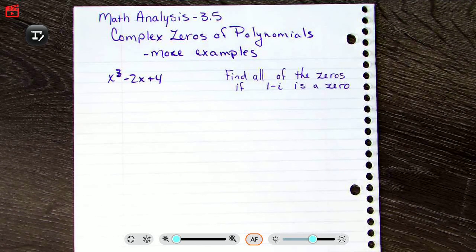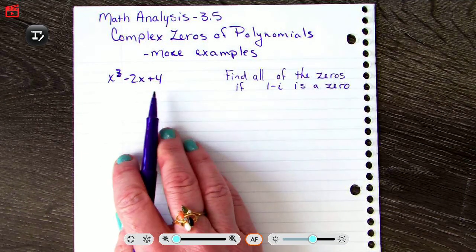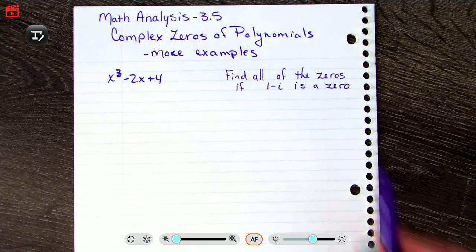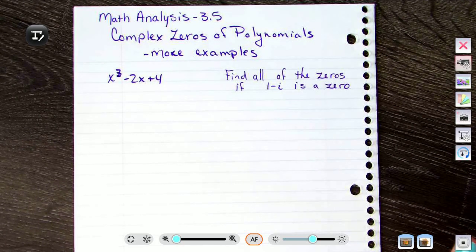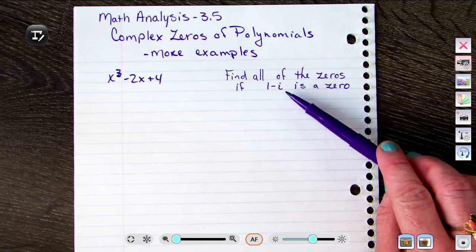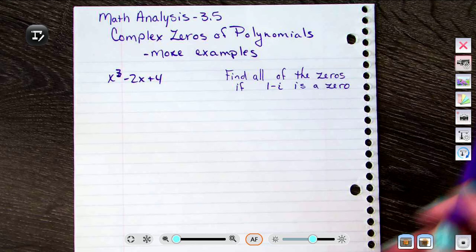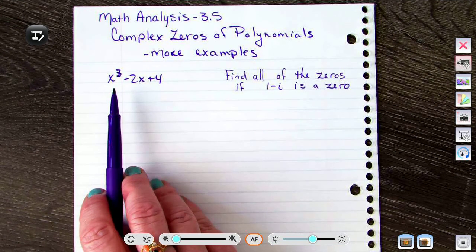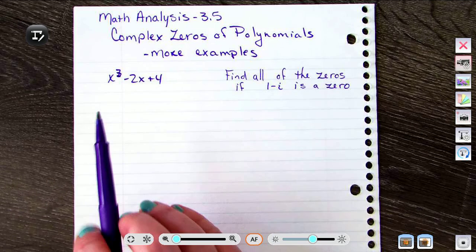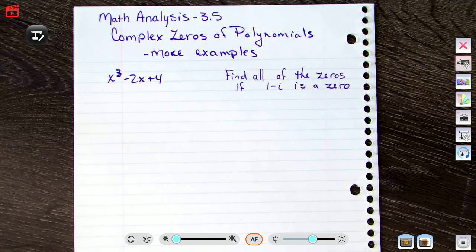So here's an example. I have x cubed minus 2x plus 4. Sorry, that is an x cubed. And we want to find all of the zeros if I know that 1 minus i is a 0. So in other words, we've been given a starting point. If this was an integer, I would do synthetic division, and that would bring this down to a quadratic, which I could then factor or go to the quadratic formula. The synthetic division does work with complex numbers, so we can use complex numbers in synthetic division.